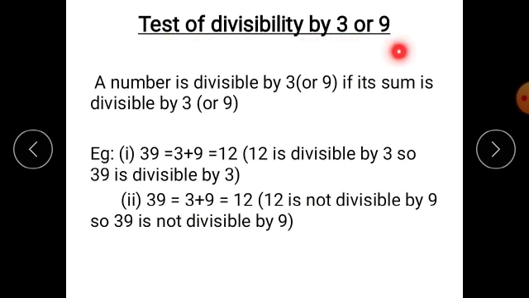Test of divisibility by 3 or 9. A number is divisible by 3 or 9 if its sum of digits is divisible by 3 or 9. For example, 39, 3 plus 9 is 12. 12 is divisible by 3, so 39 is divisible by 3. 12 is not divisible by 9, so 39 is not divisible by 9.